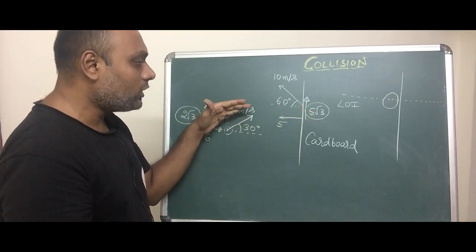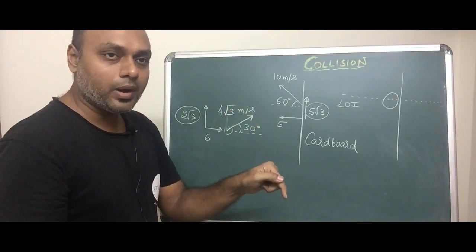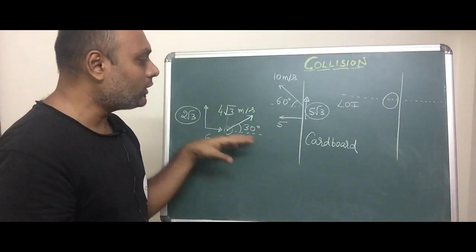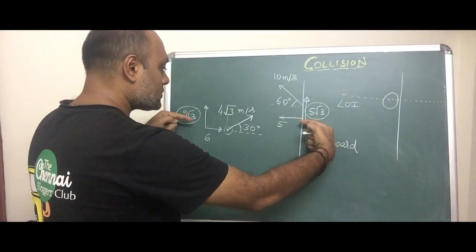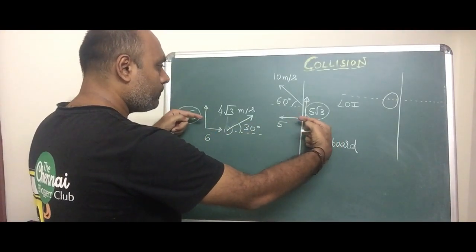It is the velocity components along the line of impact which are going to cause the approach between the two objects. So 6 and 5 are moving like this, in the horizontal direction, along the line of impact.